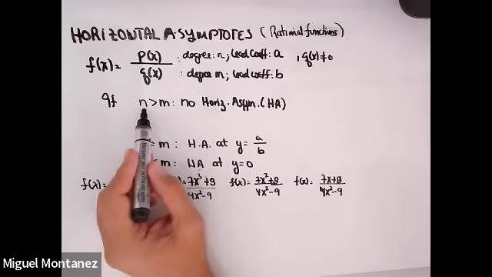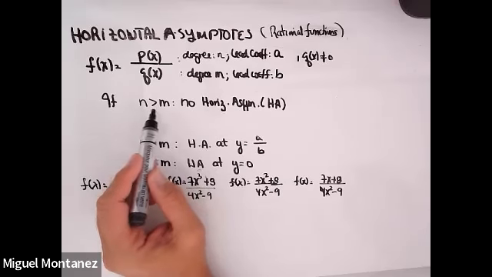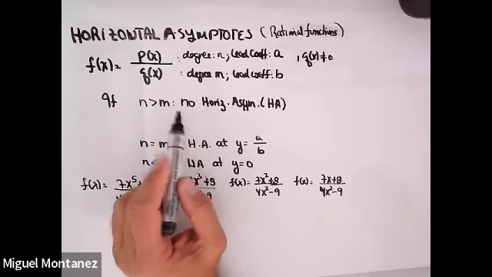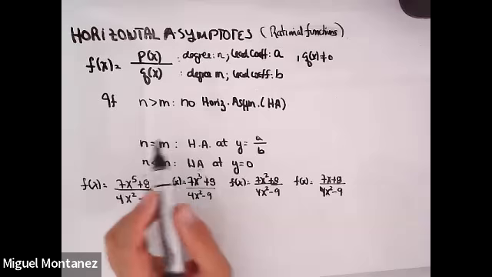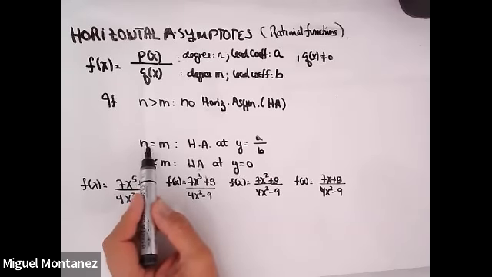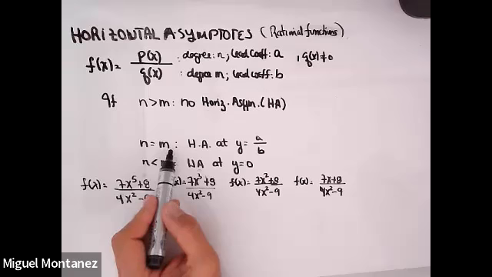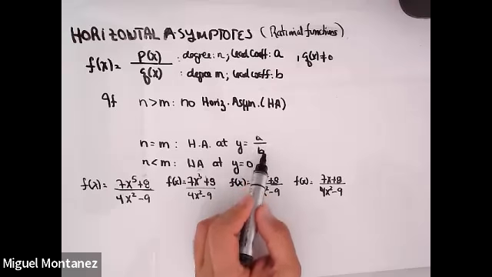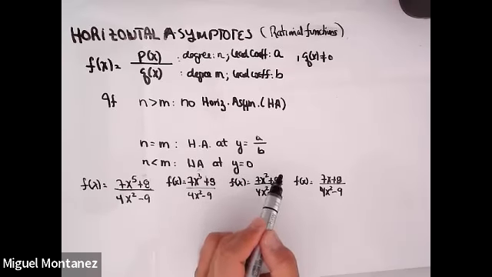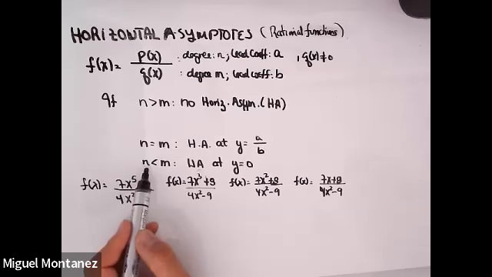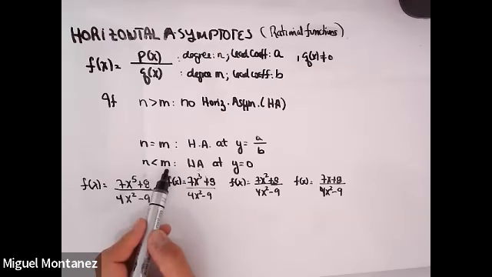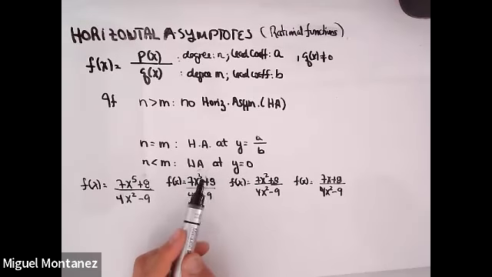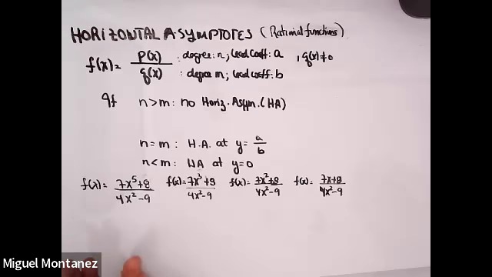If n, the degree of the numerator, is higher than the degree of the denominator, we conclude that there is no horizontal asymptote, no HA. Now, if n, the degree of the numerator, is equal to the degree of the denominator, we will have a horizontal asymptote at y equals a over b. We look at the leading coefficient. If the degree of the numerator is less than the degree of the denominator, HA is at y equals 0.